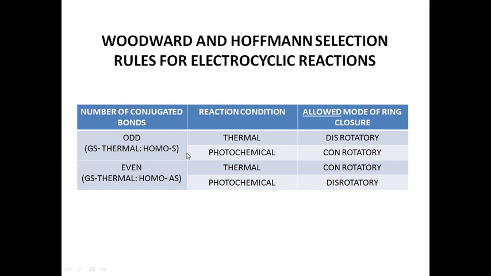Under photochemical condition, automatically HOMO becomes asymmetric. When you have asymmetry, there is conrotation. Therefore, disrotation becomes not allowed, forbidden. In an even number of bonds, the HOMO in thermal state or ground state is asymmetric. Asymmetric means conrotation. Photochemical, it becomes symmetric. Therefore, you have disrotation. So these are the Woodward and Hoffmann selection rules for electrocyclic reactions.